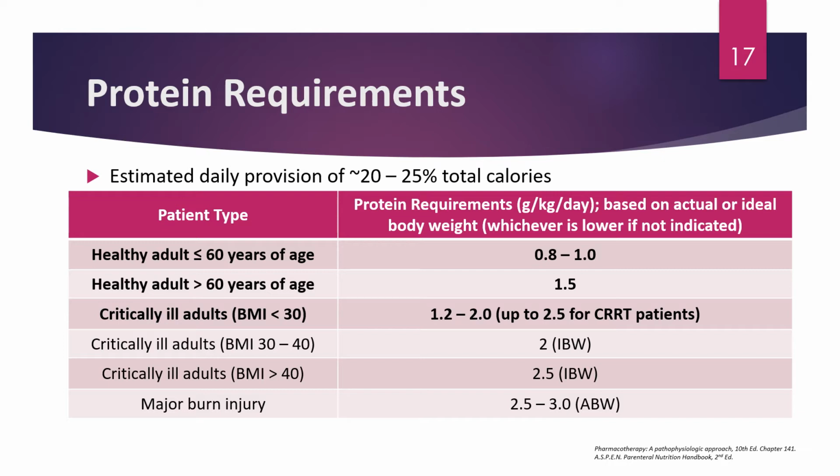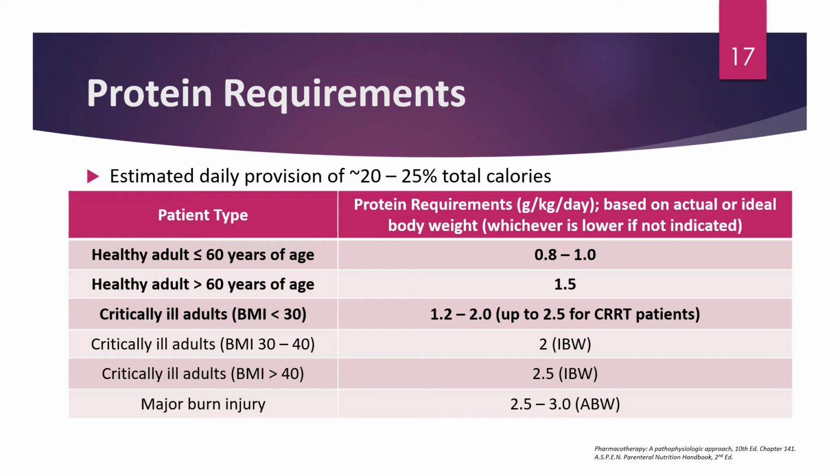In patients who are greater than 60, we typically will reserve 1.5 grams per kilo per day for those patients, because around that time their body mass actually starts to diminish a little bit in a lot of patients who are greater than 60. So we actually have a higher requirement for those patients, 1.5 grams per kilo per day.